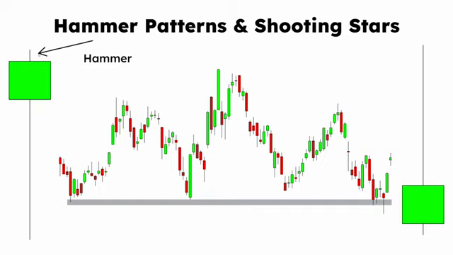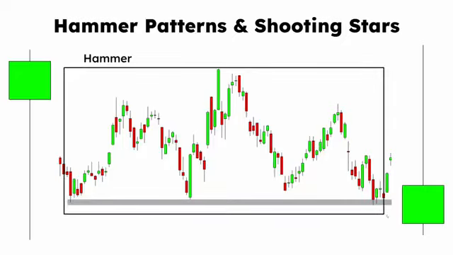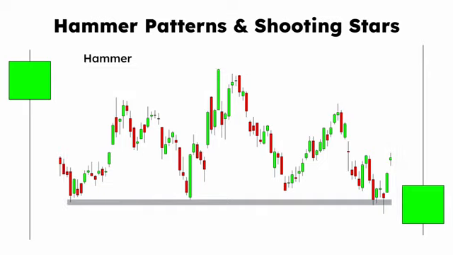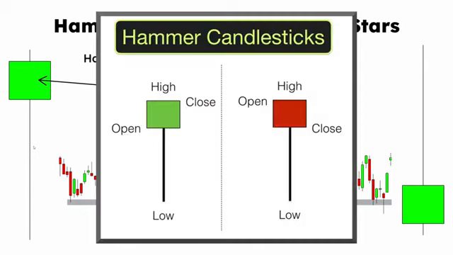In order to find a good hammer, you also want this upper wick to either be very small or not exist at all. And now I want you guys to shift your attention and take a look at this price chart right here, and try to identify a hammer pattern. But before you do this, I can actually give you 2 hints. The first hint is that the hammer doesn't have to be green. The real body of the hammer can be either green or red. It's still a valid hammer.